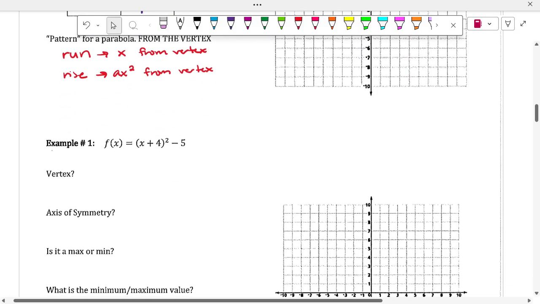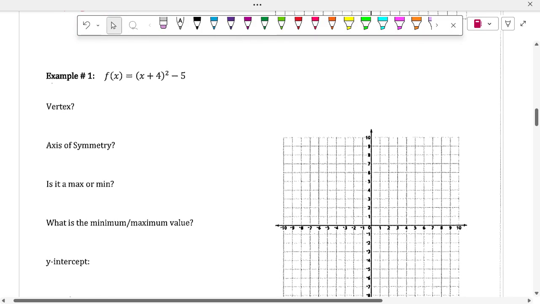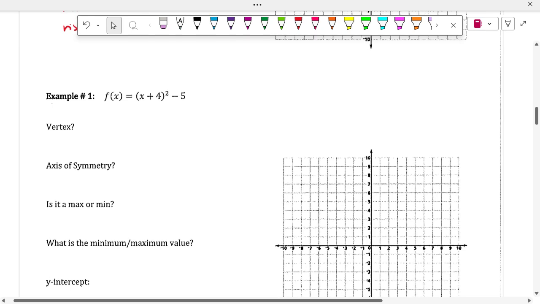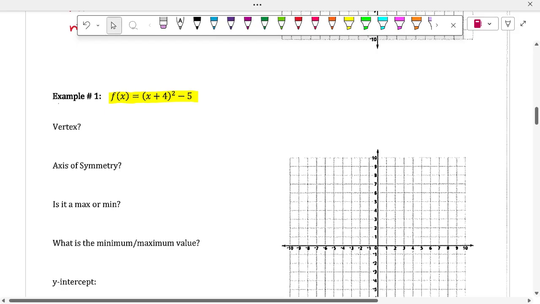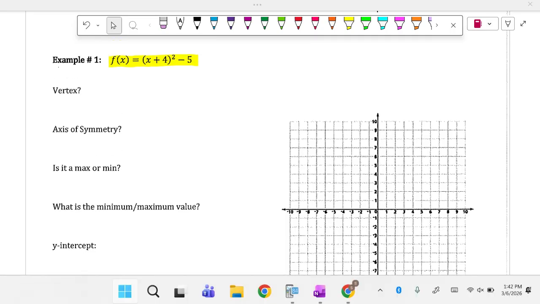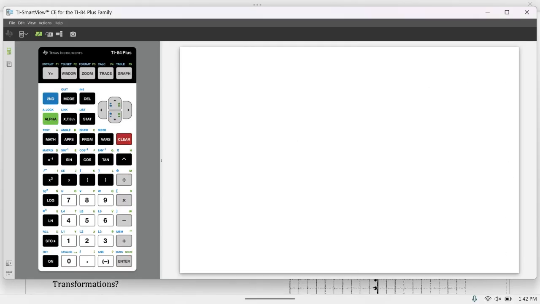Now, let's look at this next function. So in your TI, as I showed you how to do this the other day, I want you to graph that in your calculator and look at the table. Because then from the table, you should be able to identify the vertex, the axis of symmetry, whether it's the max or min, the minimum value, and the y-intercept. So just for help with that, everyone look up here.